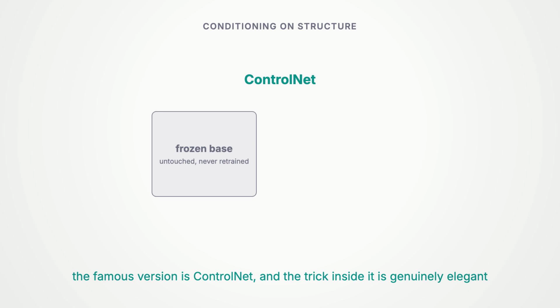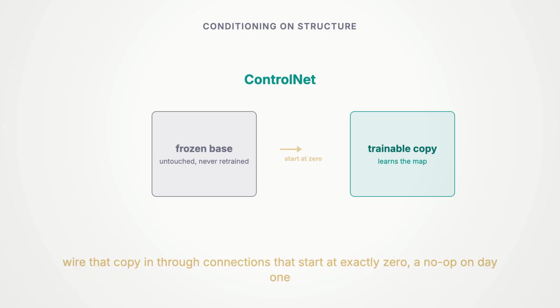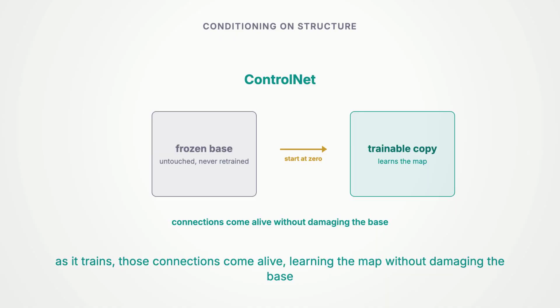You do not retrain the giant image model that costs a fortune and risks breaking it. Instead, you freeze it completely, make a small trainable copy of part of it, and wire that copy in through connections that start at exactly 0. 0 means the copy contributes nothing at first, so on day 1 the model behaves identically to before. Then, as it trains on pairs of pictures and their skeletons, those connections gently come alive, and the model learns to obey the map without ever damaging what it already knew.